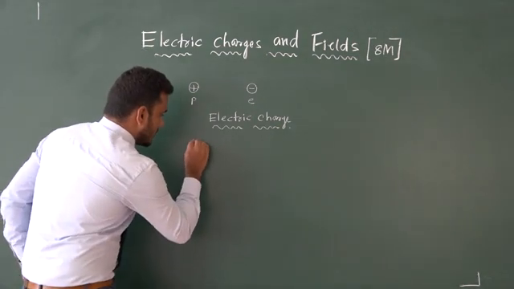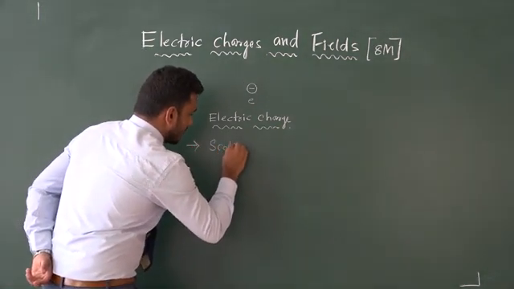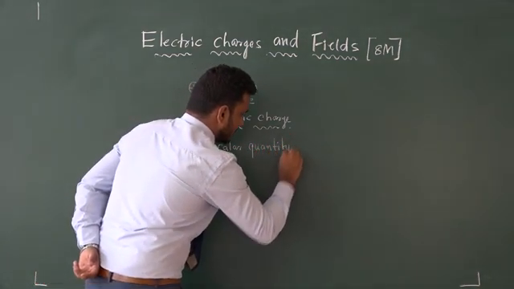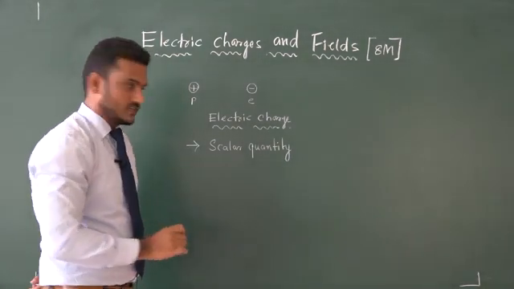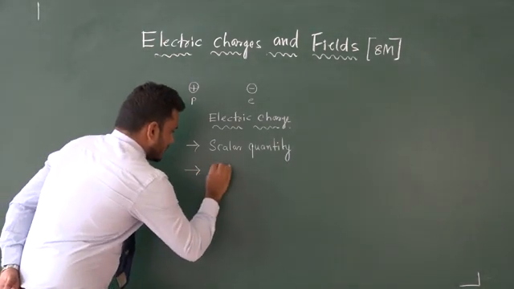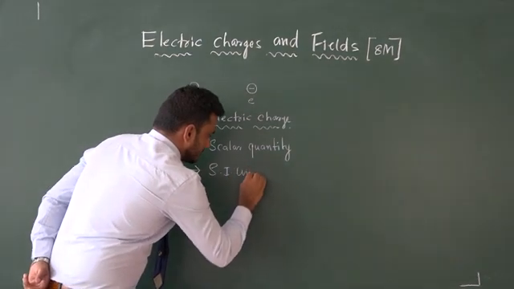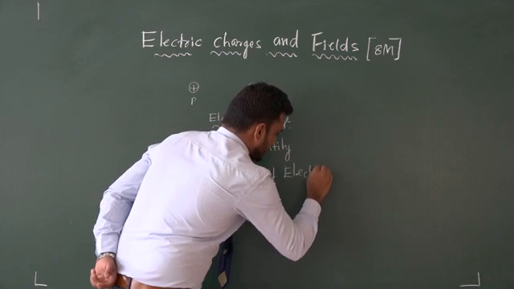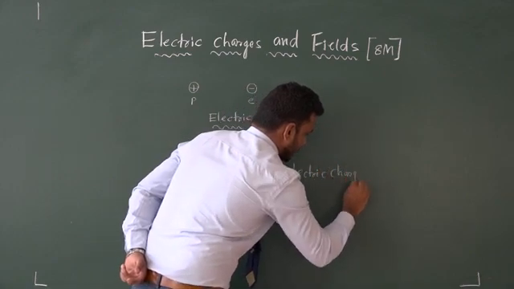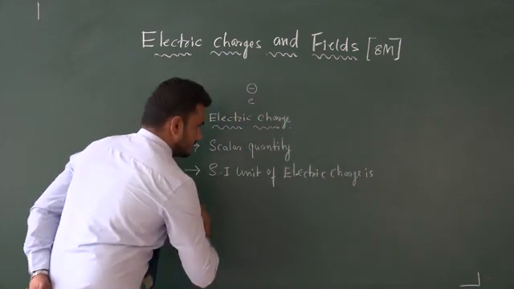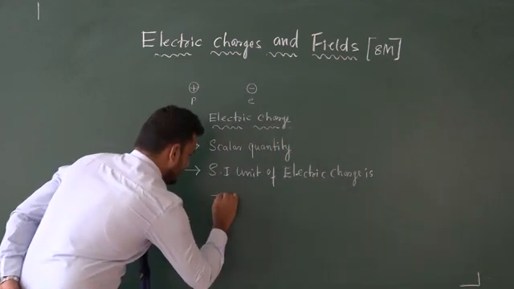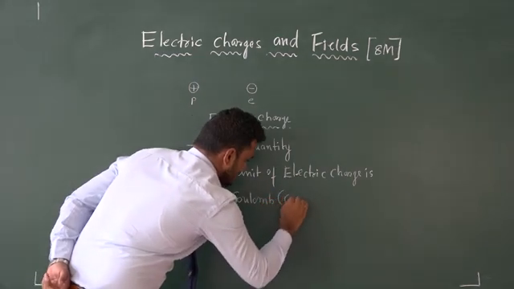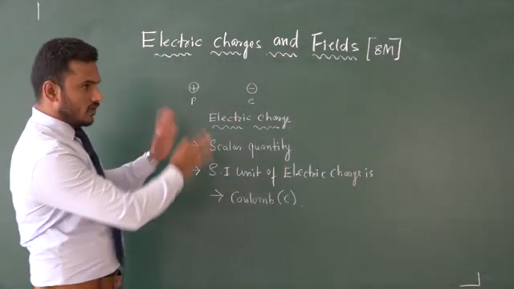Here the electric charge is a scalar quantity. Scalar quantity means it has only magnitude, there is no direction. The SI unit of electric charge is coulomb. I'll write here: coulomb, represented by C. So this is all about electric charges.